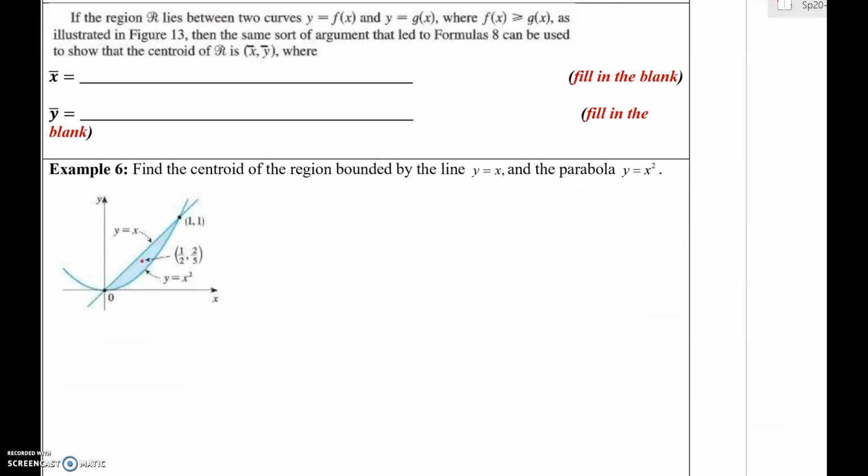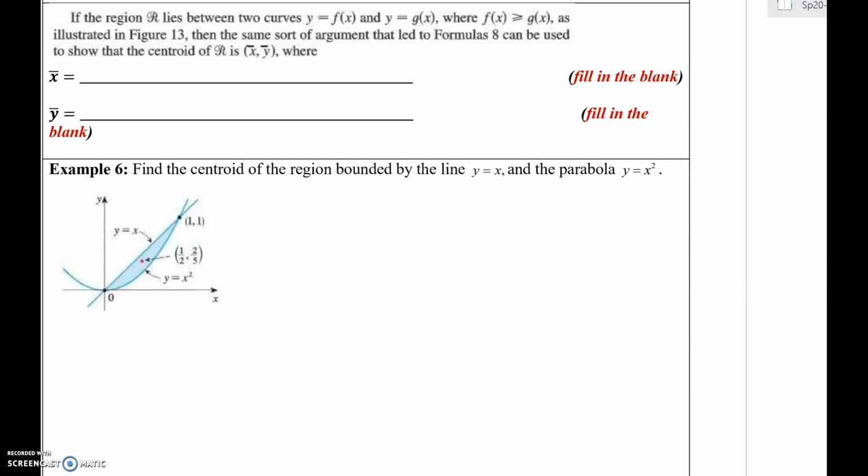If the region R lies between two curves, y equals f of x and y equals g of x, where one of the curves is above the other curve. If f of x is greater than or equal to g of x, as shown in this figure, then the same set of arguments that led to the previous formula can be extended here for the centroid.